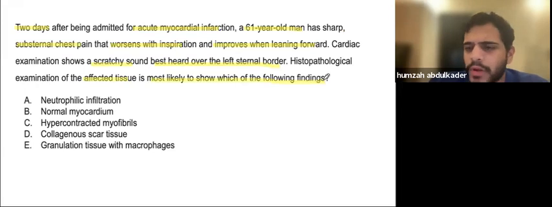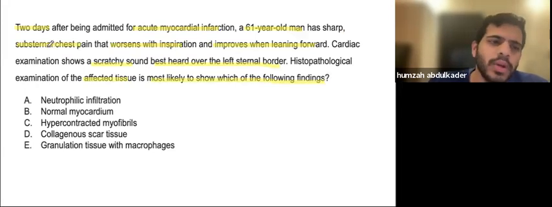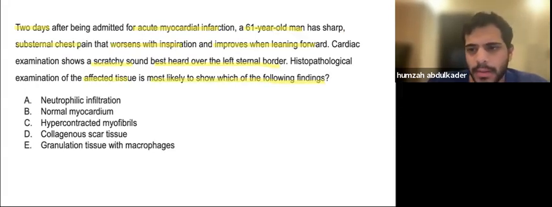Okay, first of all, immediately we know that this is pericarditis, but that's not really that important for this question, even though it should help you get to the right answer. What is the right answer here?